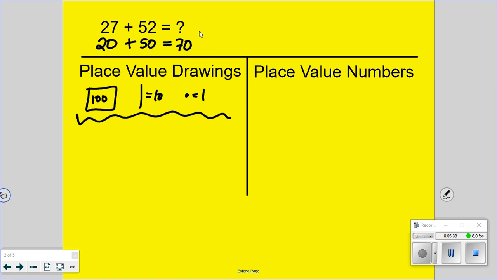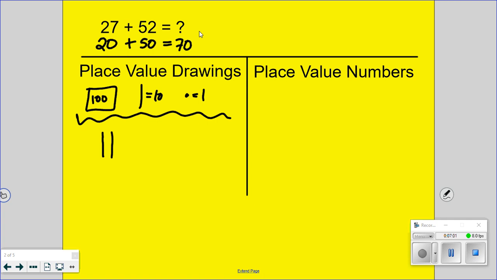Am I going to use a hundred flat? No. I'm going to use some tens. How many tens would I do? I'm going to use 2 tens. It's not going to be 20 tens. 2 tens. There we go. Let's draw 2 tens.